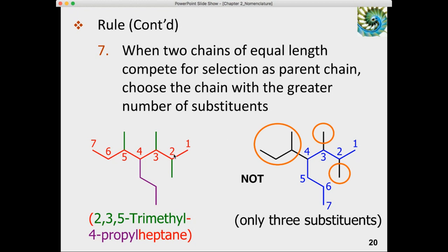So we say 2,3,5-trimethyl-4-propyl heptane. In positions 2, 3, 5, we have 3 methyl groups, 2,3,5-trimethyl, 4-propyl, 1, 2, 3 carbons, heptane. Remember, the letter for the alphabetical order here is the M from the methyl, because we don't consider the multiplying prefixes. This is not taken into account for the alphabetical order. So the M goes first and then the P, okay?